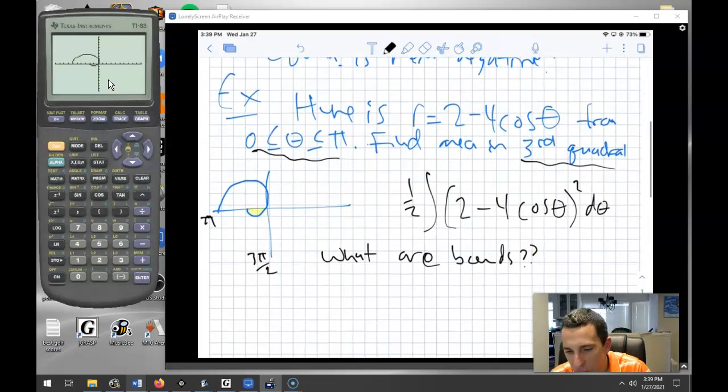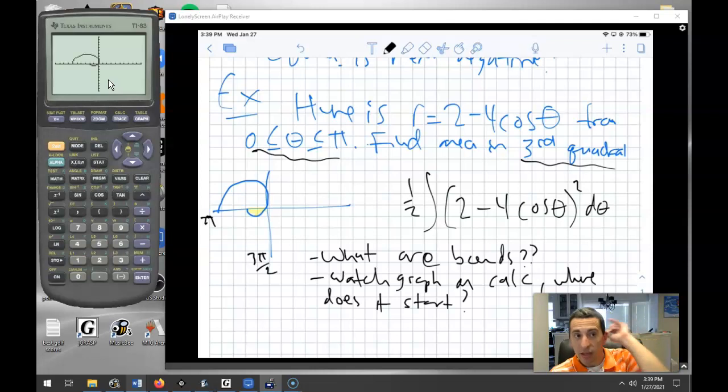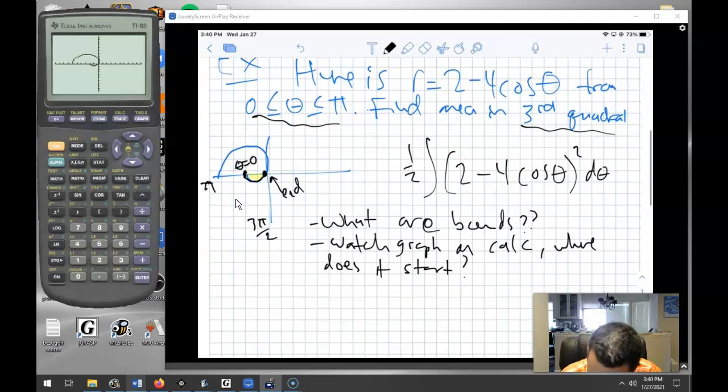So one of the things that you can kind of do is look at this. So watch it graph on the calculator. And then ask yourself, where does it start? And we did that a little while ago, and we saw that it started, this bit right here, that happened when theta equals 0. So that was the starting point on our graph, when we're at that dot right there. Now, the question of where does it end? Well, okay, so we start at theta equals 0, and the graph went around, and that area in the third quadrant ends when I'm at the origin. So that's the end.